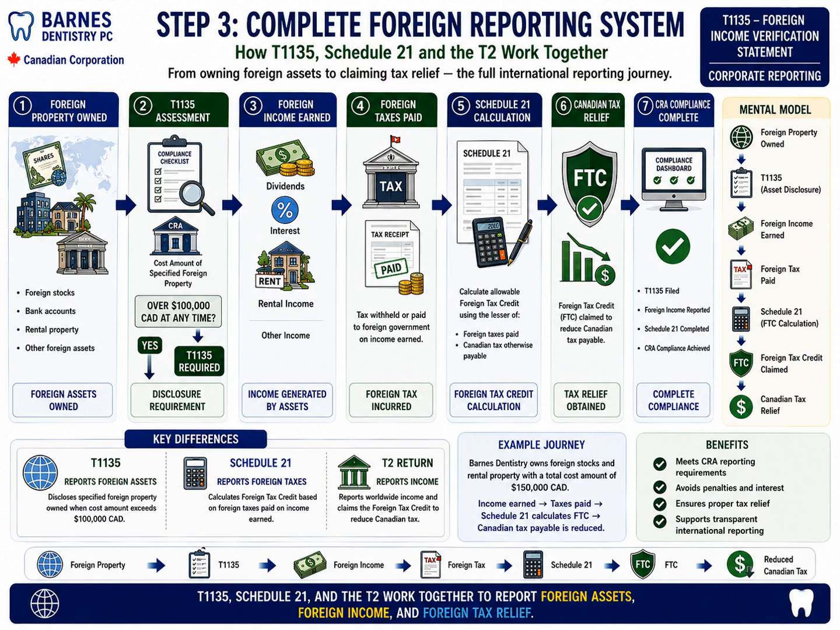This ownership becomes the starting point for international reporting requirements. Now move to Stage 2. The corporation performs a T1135 assessment. The key question is, does the total cost amount of specified foreign property exceed $100,000 Canadian at any time during the year? If the answer is yes, a T1135 filing requirement may arise. This is the first major reporting obligation.